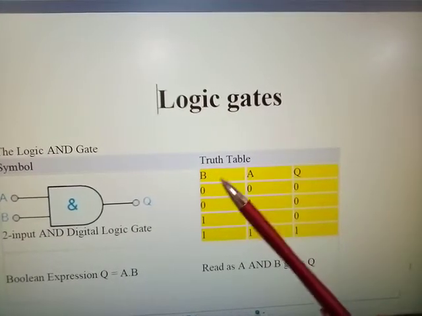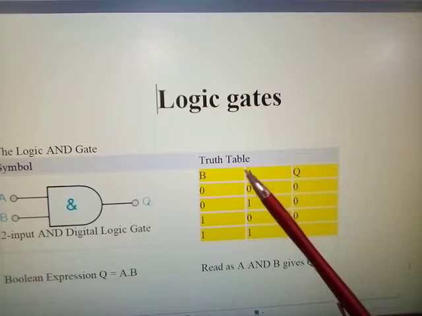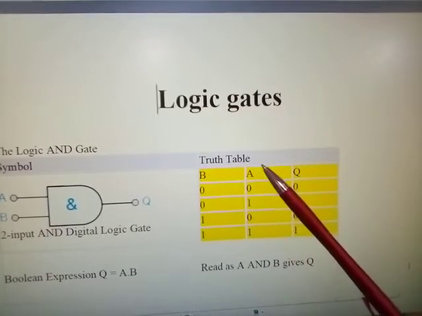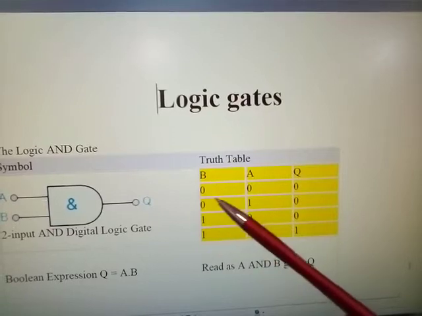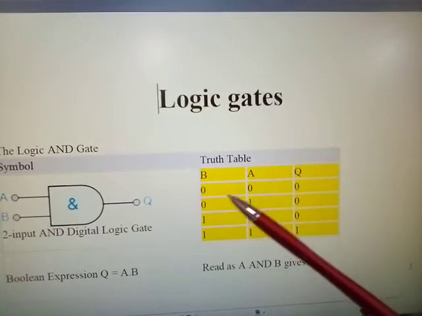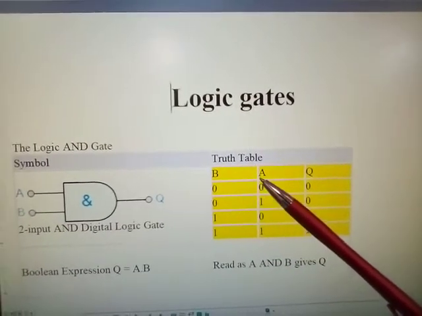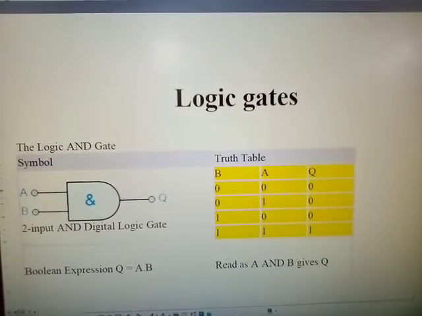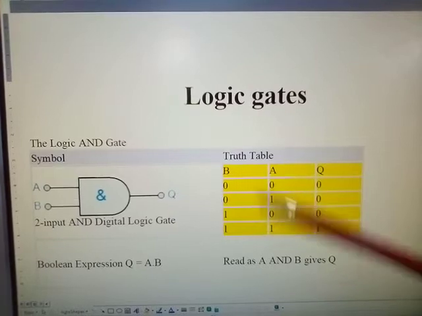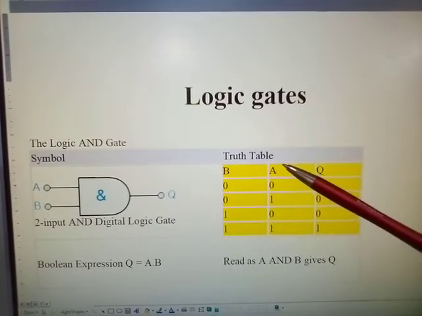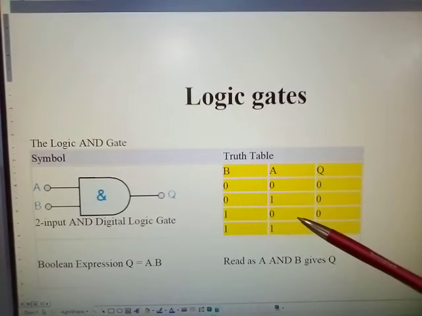B. Now bear in mind, this is not how I would normally write it. I would normally put the A this side and the B that side, but as someone seems to have produced this the other way around, it doesn't really matter which way around you read it. The main thing is that the table will function whether A is in this column or whether B is in this column.